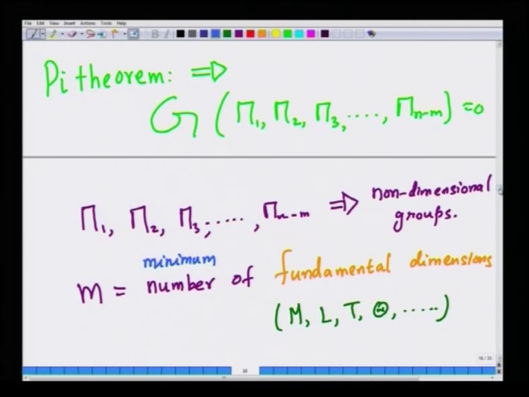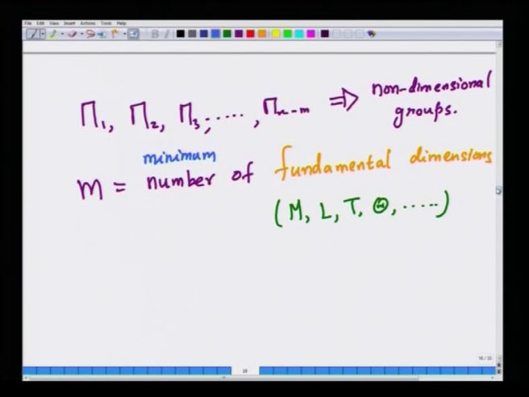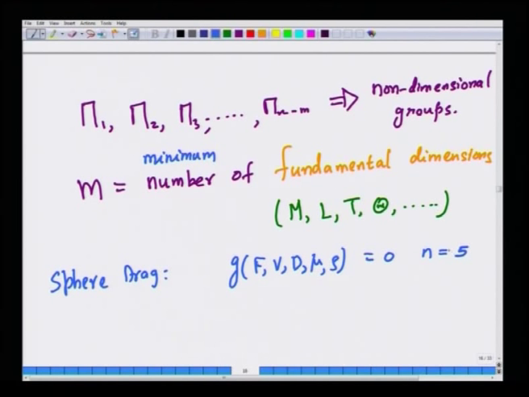Fundamental dimensions present in the problem are used to describe all the parameters. Okay. So, let us now go to the sphere drag problem. You had how many variables? You had g as a function of f, v, d, mu, rho is 0. So, you had n equals 5 variables and the fundamental dimensions are mass, length and time.